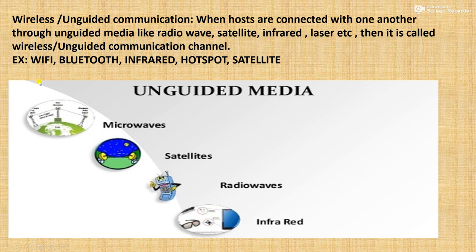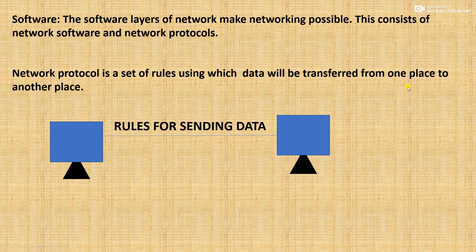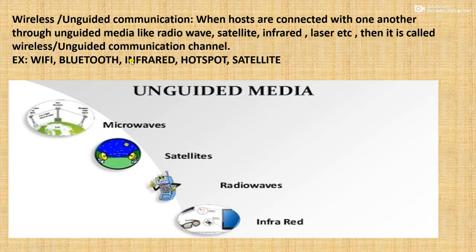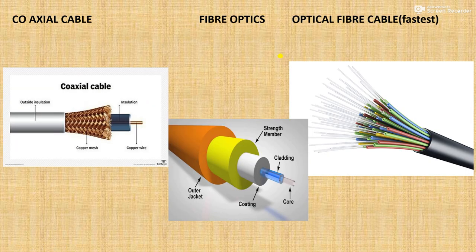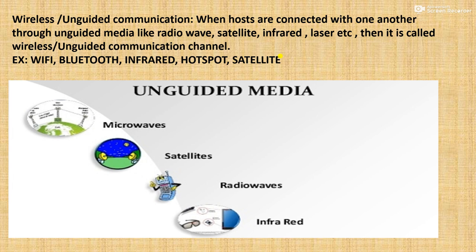Example, you all know that we are using Wi-Fi for using our internet, Bluetooth, infrared, and after that hotspot, satellite. So these are all examples of unguided media: microwave, satellites, radio wave, infrared. Here the fastest is the satellite. Satellite communication is fastest in unguided media. We have discussed wired, and in wireless the satellite communication is fastest.